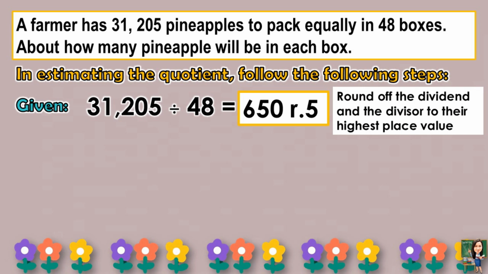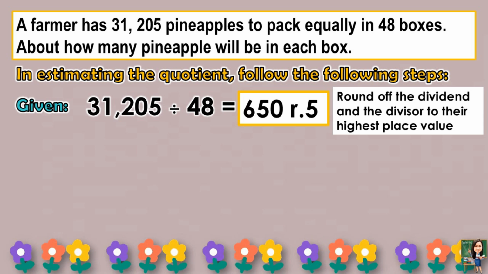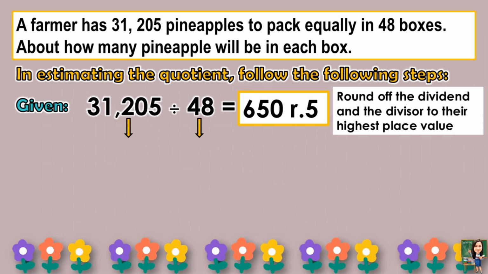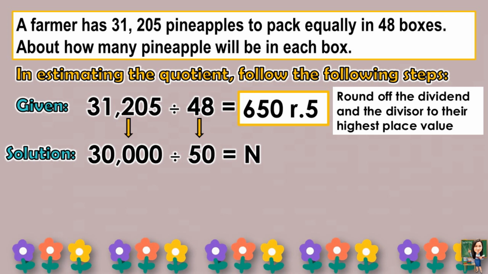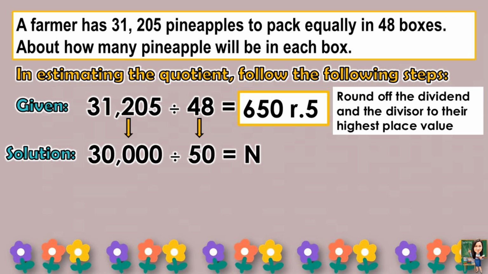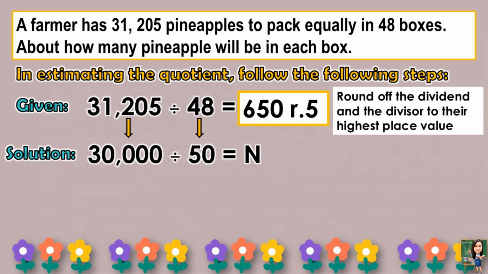Step 1. Round off the dividend and the divisor to their highest place value. So the highest place value of the dividend is 3, and the highest place value of the divisor is 4. Here is the solution. 30,000 divided by 50. We round down 31,205 to 30,000, and we round up 48 to 50. So 30,000 divided by 50 equals n.